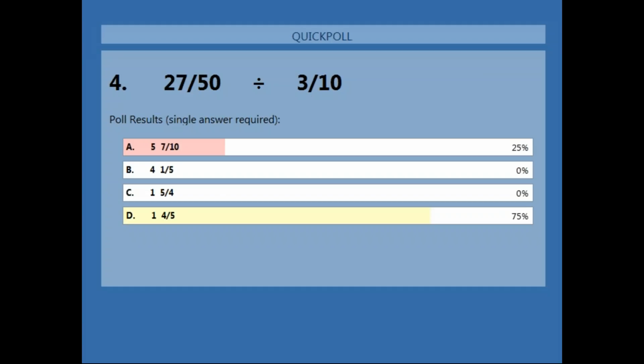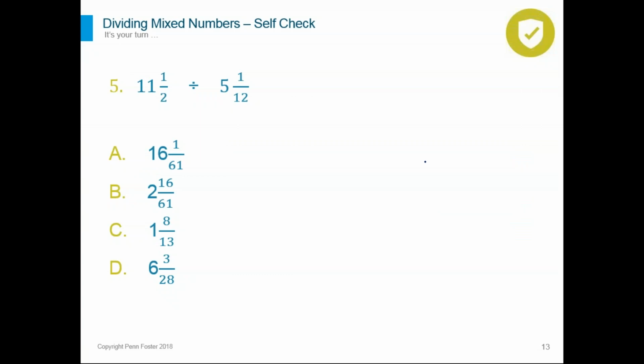So again, as we did before, we cannot change the problem to a multiplication problem yet. Okay, now everyone sees the screen. We have to change each mixed number to an improper fraction as follows. 11 times 2 is 22, plus 1 is 23 over 2, divided by 5 times 12 is 60, plus 1 is 61 over 12. Now we change the problem to a multiplication problem.